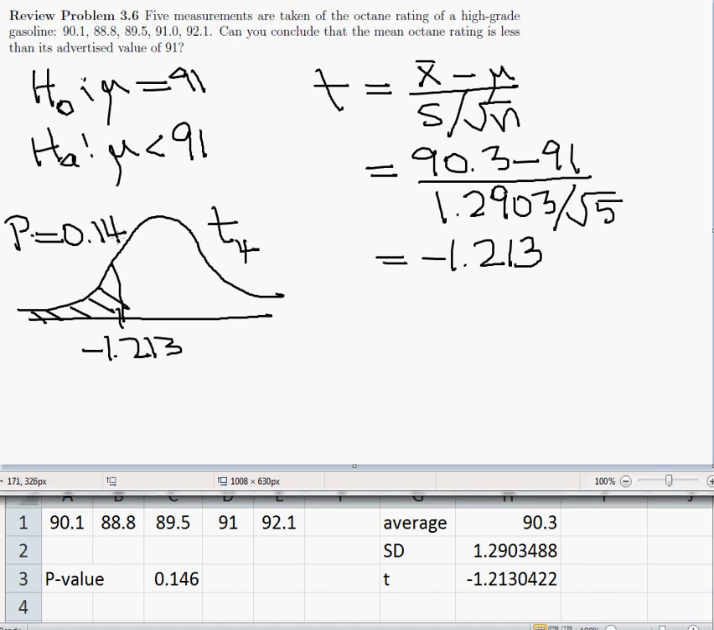This can also be computed on a TI calculator using negative 10 to the 99th as the left endpoint and negative 1.213 as the right endpoint, and being sure to input 4 degrees of freedom.